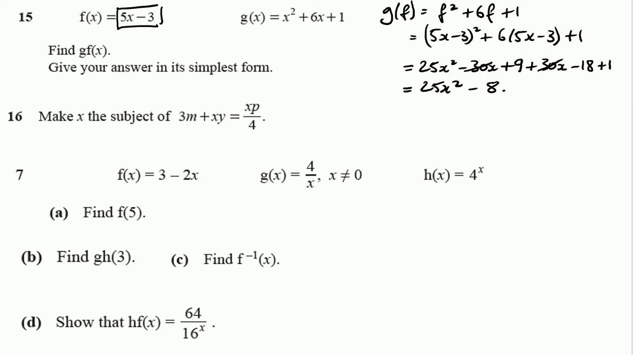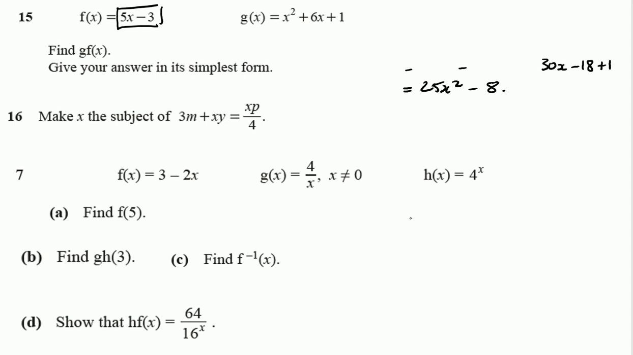So now I'm asked to make x the subject of 3m plus xy equals xp over 4. I think I'm going to need some room for this, so let's delete the previous work and get stuck in. Once again, this one's going to be a little bit complicated because we've got x appearing in more than one location. But remembering the same procedures that I would use for solving equations are also used here.